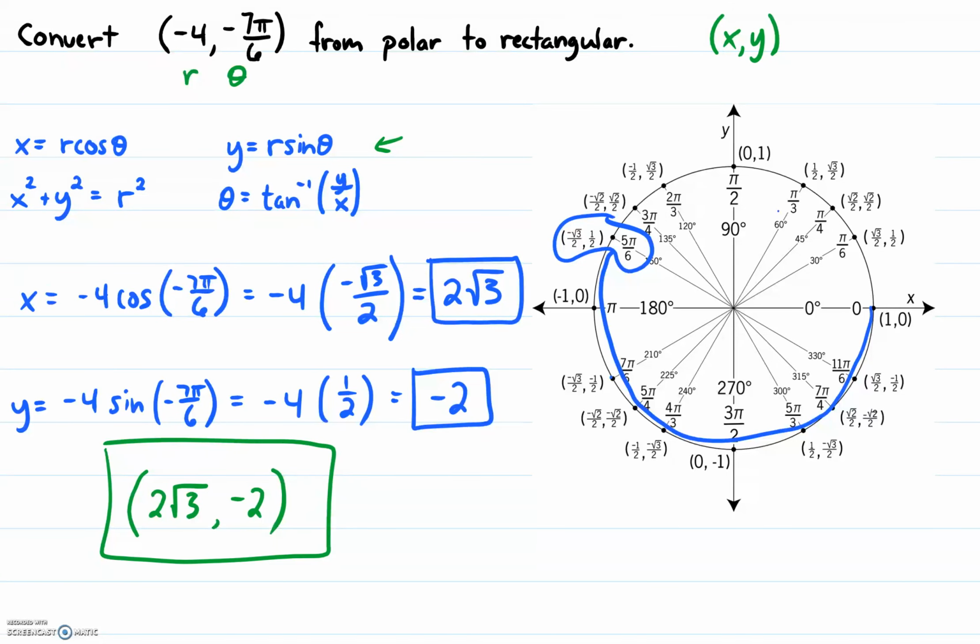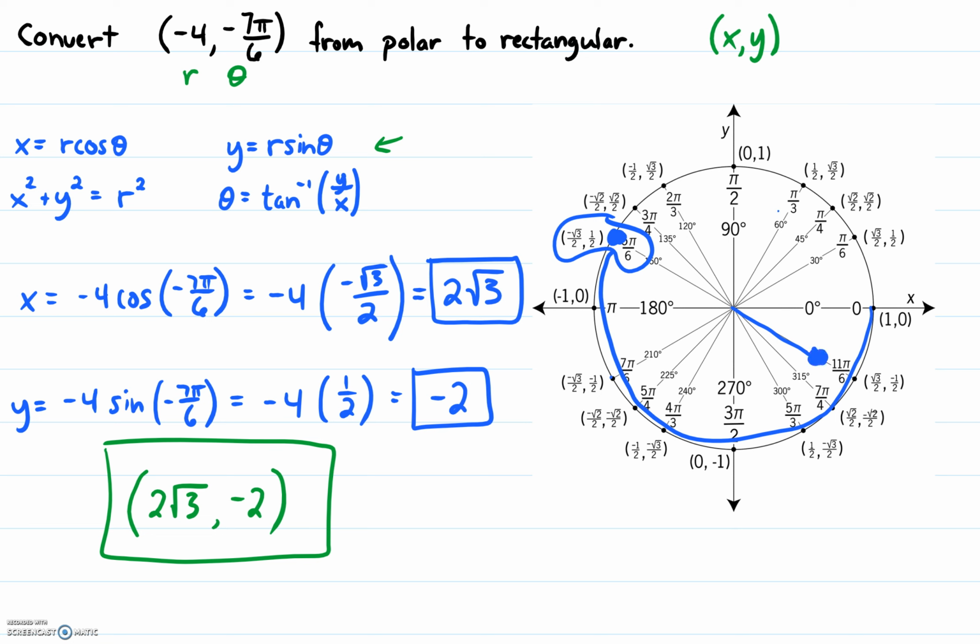So if we plot (-4, -7π/6), we of course go to the angle first, -7π/6, which we already know is right here, at 5π/6. Instead of going in that direction 4 units, we want to go away from that direction 4 units because we have the -4. That tells us our point is going to end up being somewhere down here in quadrant 4.